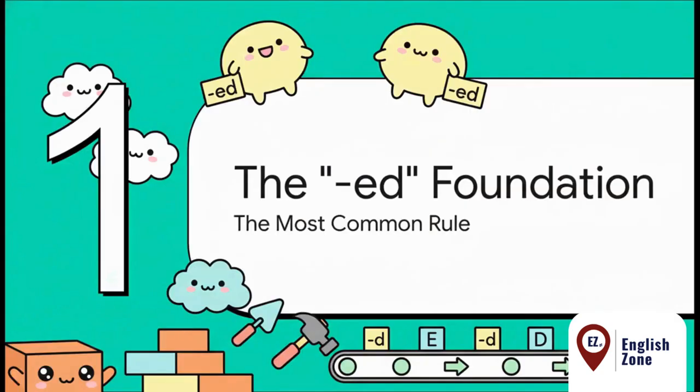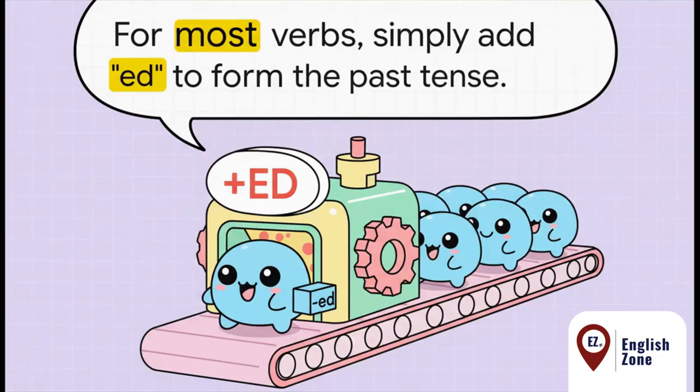Okay, let's start from the ground up, with the most basic, most common rule of them all. This is the one you're going to be using 90% of the time. You know, it really is that straightforward. For the huge majority of regular verbs in English, making them past tense is as simple as slapping ed on the end. Just think of this as your default setting.